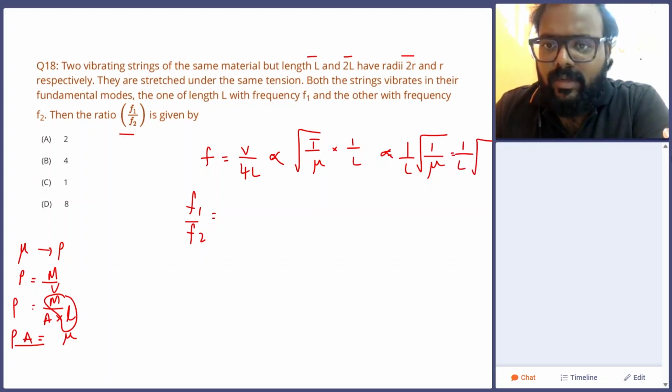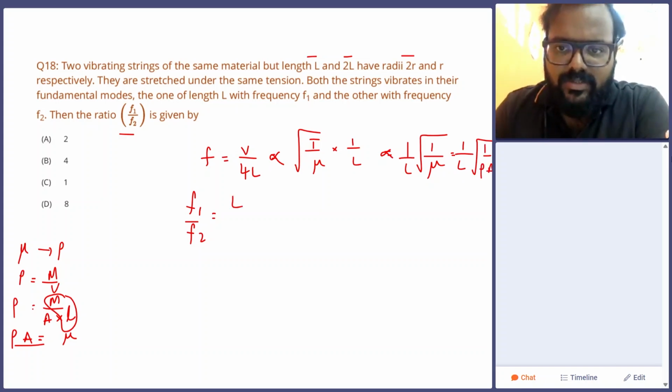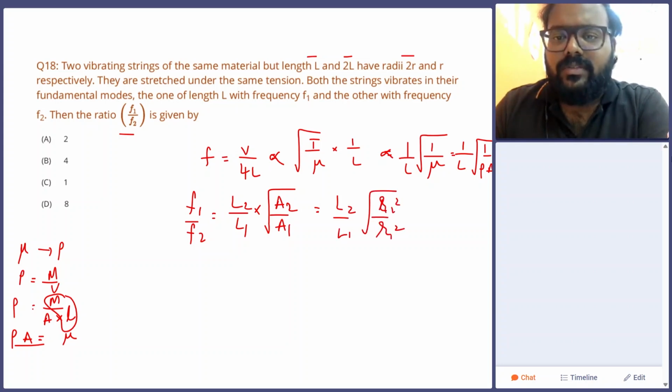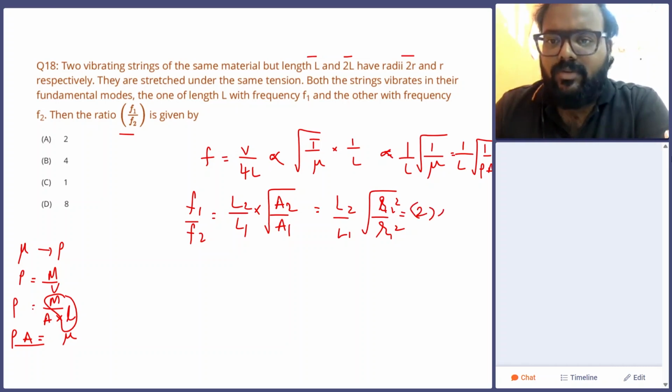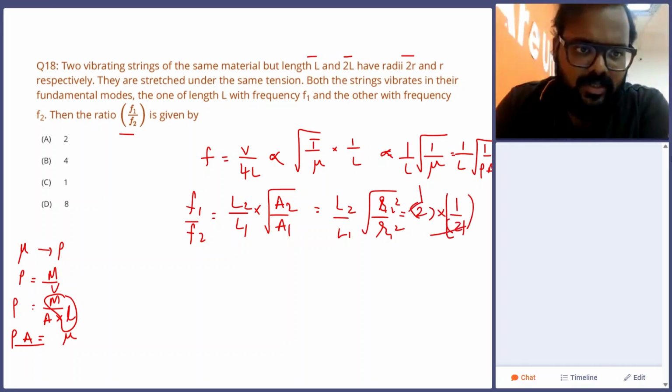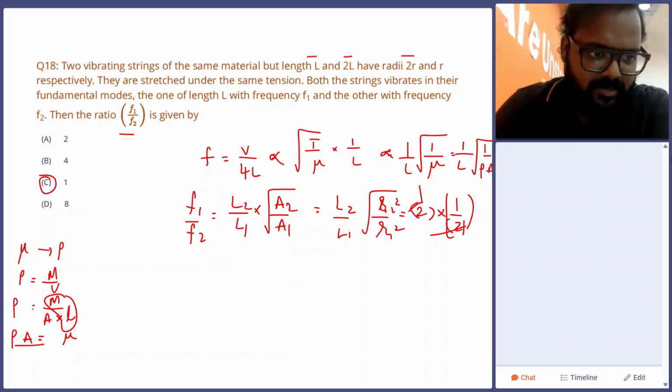So it will be 1 by L root over rho times A. Finally, rho is also constant, so it becomes L2 by L1 into root over A2 by A1. But A2 by A1 is again R2 square by R1 square. That's it. So it will be 2 into 1 by 2, which is 1. So both will produce sound of the same frequency.